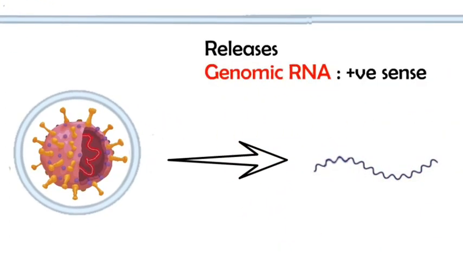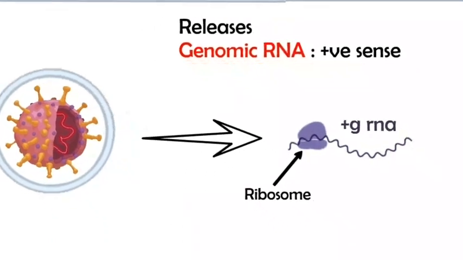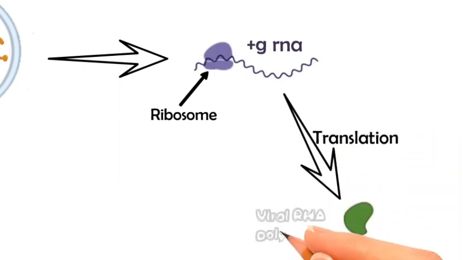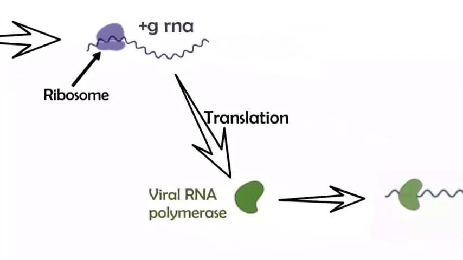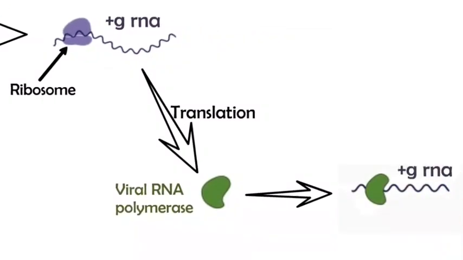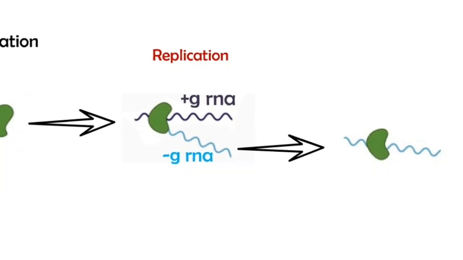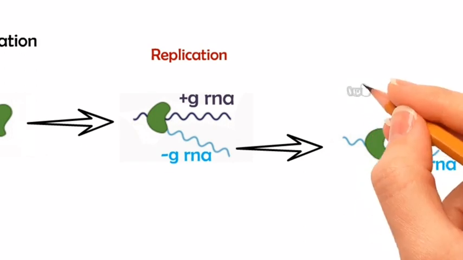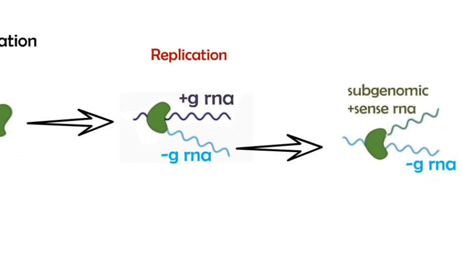It then releases the positive sense genomic RNA, which is similar to mRNA and is translated to the viral RNA polymerase. Replication of this positive sense genomic RNA produces negative sense genomic RNA. The negative sense RNA cannot be translated into protein directly. Instead, it must first be transcribed into a positive sense RNA that can act as an mRNA, which on replication will produce the subgenomic positive sense RNA.